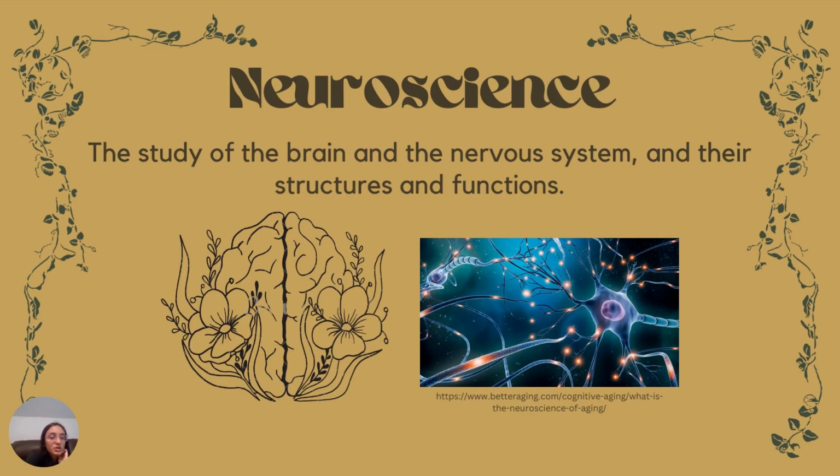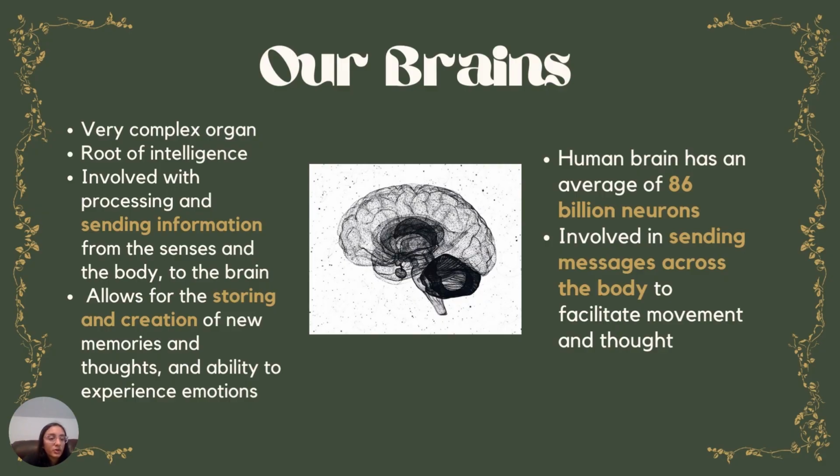At the most fundamental level, neuroscience is the study of the brain and the nervous system and their structures and functions. Our brain is a very complex organ and acts as a big computer. It is the root of human intelligence and is involved with processing and sending information from the senses in the body to the brain. Our brain is also what makes us human, as it allows us to store and create new memories and thoughts, and experience emotions. The human brain has 86 billion neurons that are involved in sending messages across the body to facilitate movement and thought.